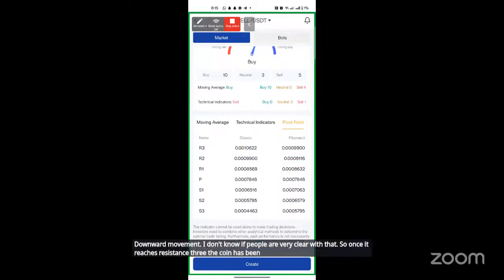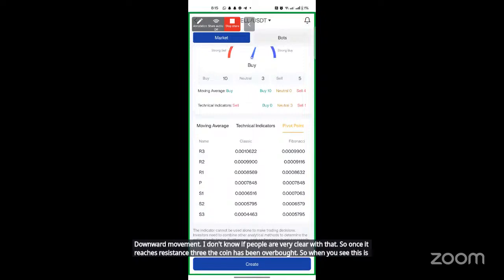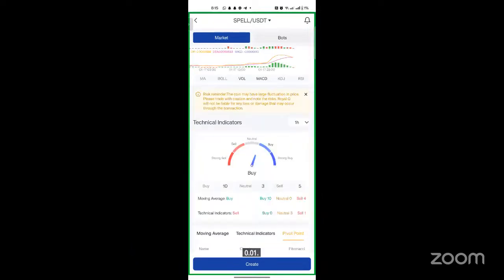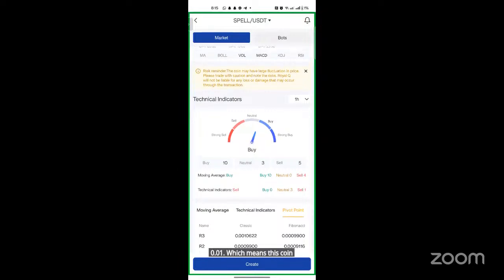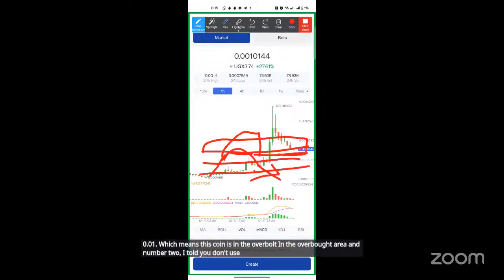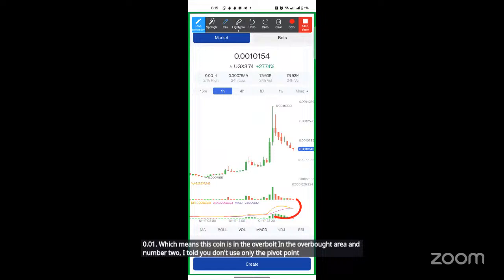So when you see this is 0.01 and the price is 0.01 above there, I hope everybody can see 0.01, which means this coin is in the overbought area. And number 2, I told you don't use only the pivot point. When you look at your MACD, what is it trying to say?